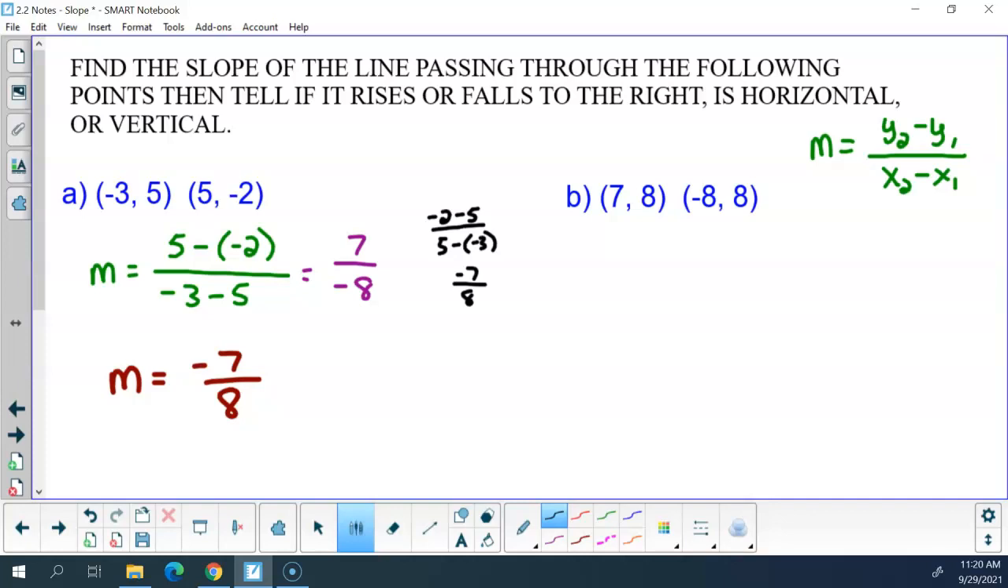Okay? So, you got a negative slope. Does it rise or fall to the right? Is it horizontal or is it vertical? It falls to the right. That would be the second part of our question.